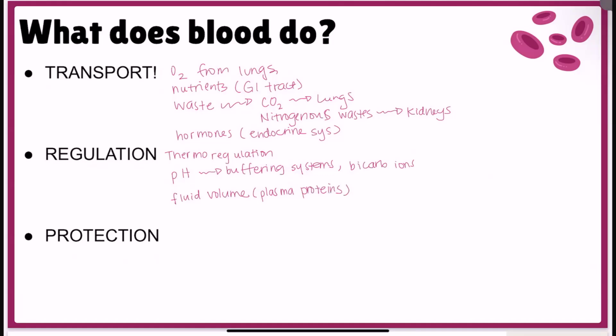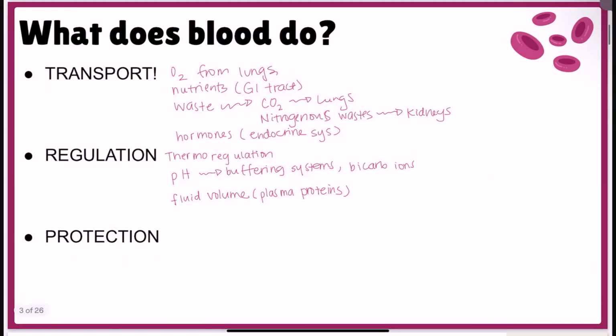Plasma proteins help make sure that there's enough fluid and that we're not losing too much fluid, because they maintain colloid osmotic pressure. So plasma proteins help maintain colloid osmotic pressure, which we discussed in the bulk flow part of the capillary exchange video.